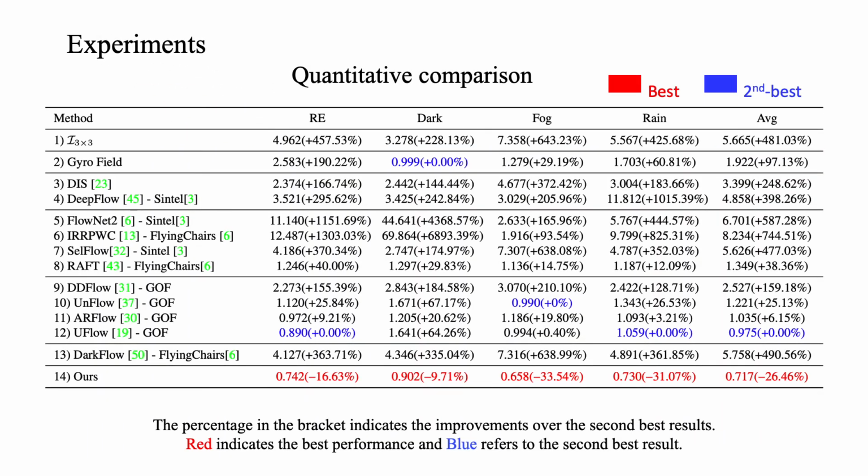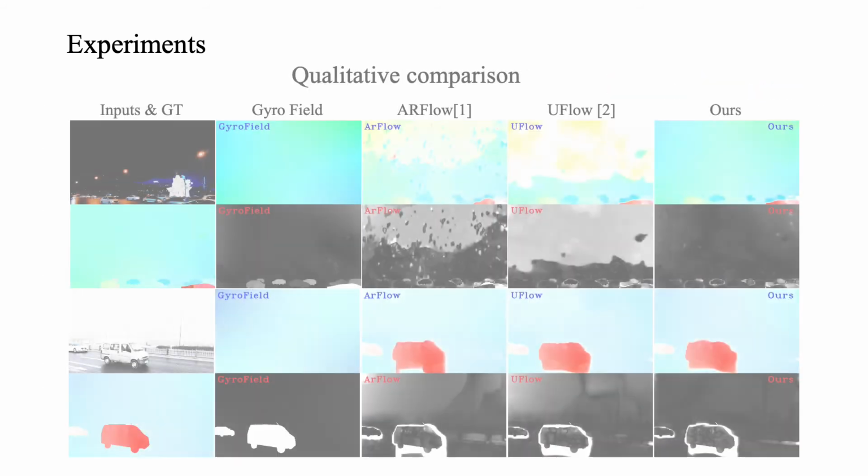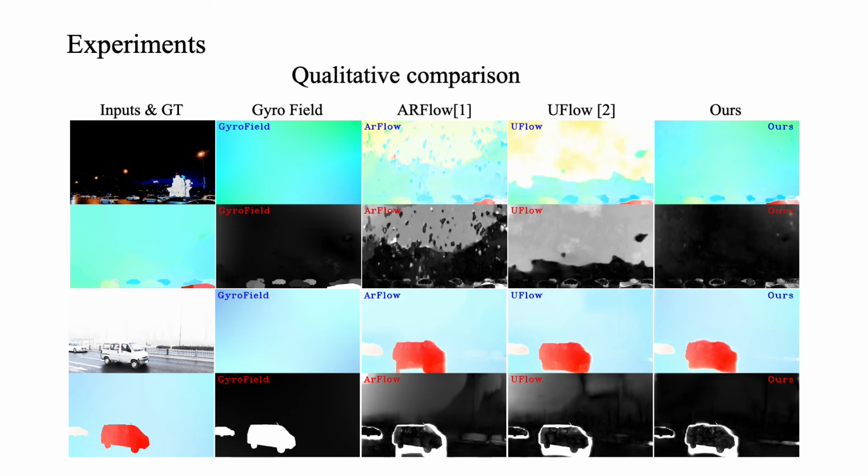Here we show our experiments. We compare our method with existing supervised and unsupervised methods on the GOF benchmark. And our method outperforms all the previous methods. In particular, we achieve an EPE error of 0.74 on the regular category, and 0.72 on average, which outperform the previous state-of-the-art methods by 16.6% and 26.5%, respectively. Here are some qualitative results on the GOF benchmark. For each example, the first row shows the visualization of the optical flow and the second row shows the error map. Compared with the results of ARFlow and UFlow, our predicted flow is more accurate and cleaner.